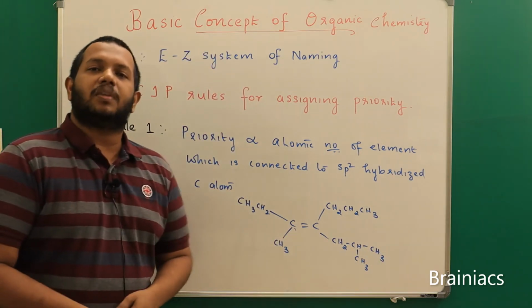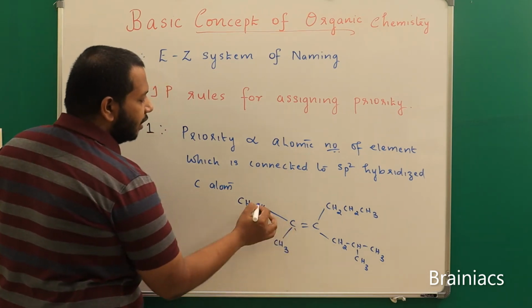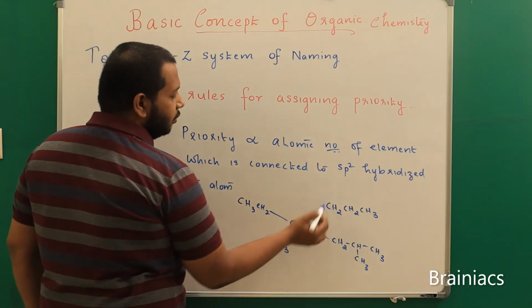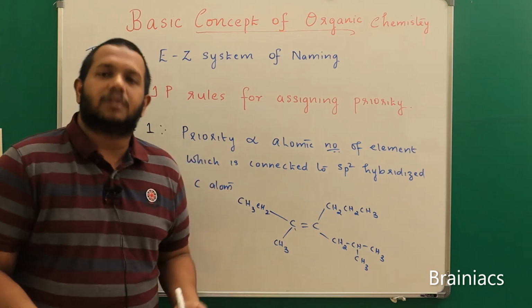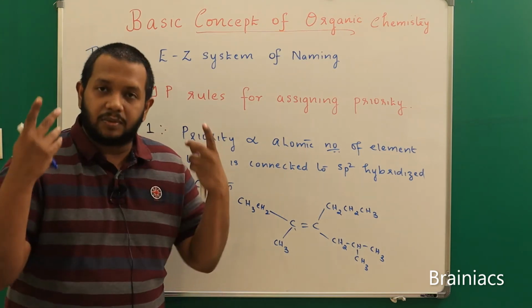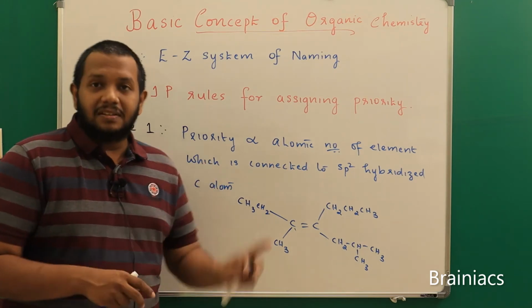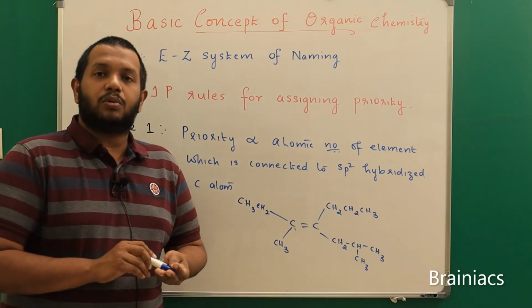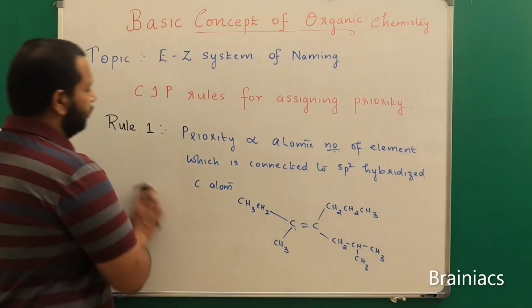In this case, what is the problem? I am looking at carbon here, both carbons I am looking at, and this carbon is connected to this carbon, and this is also connected to this carbon. All are connected to a carbon atom. In that case, all are having the same atomic number. Then how can I assign the priority? This is the case where rule 1 fails. Now we need to think how in this case we can handle the situation. That's what rule 2 speaks about.